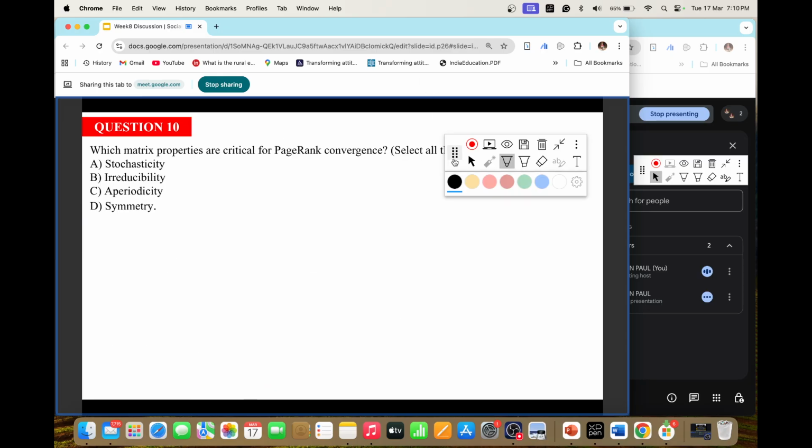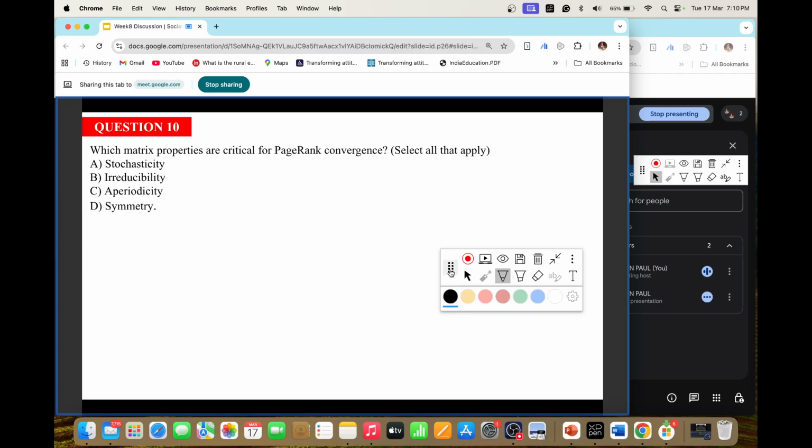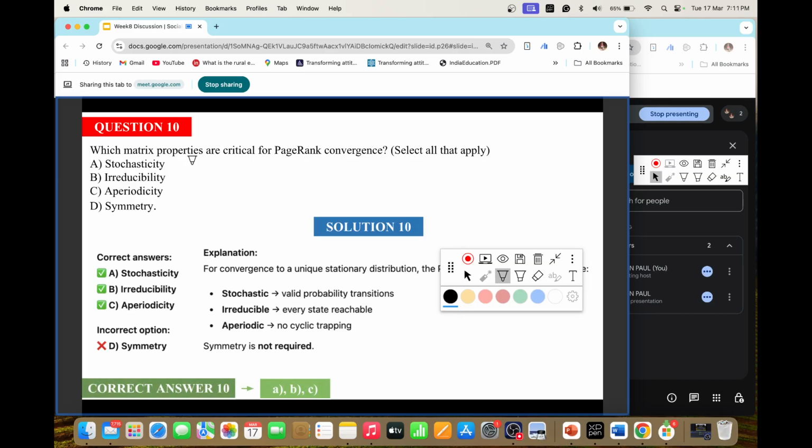Now the last question of this: which matrix properties are critical for PageRank convergence? Stochasticity, irreducibility, aperiodicity, symmetry. So options A, B as well as C are the correct answer. Stochastic means a valid probability transition, irreducible means every state is reachable, and aperiodic means no cyclic trapping. So symmetry is not required. So A, B as well as C is the correct answer. So we ended case second.